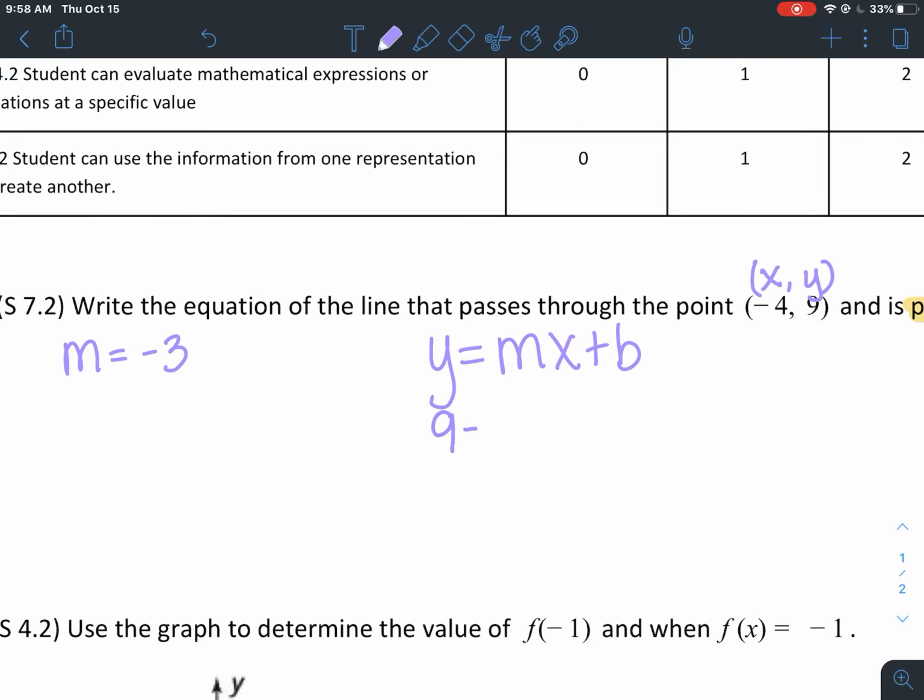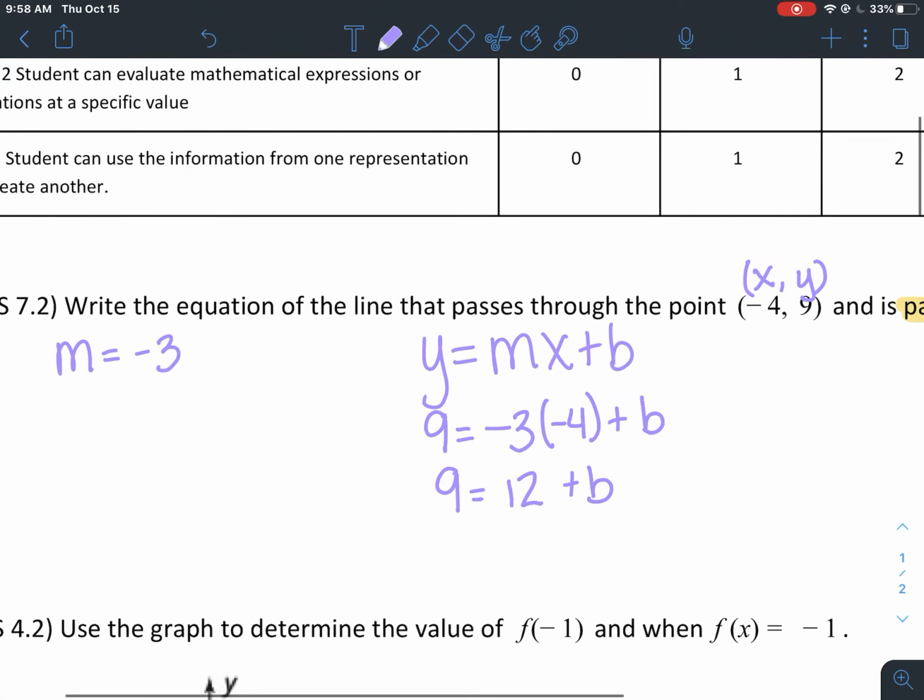So we've got 9 equals -3 times -4 plus b. So 9 equals 12 plus b. Subtract 12 from both sides, so -3 equals b. So the equation of the line that passes through the point (-4, 9) and is parallel to our other line is going to be y equals -3x minus 3.